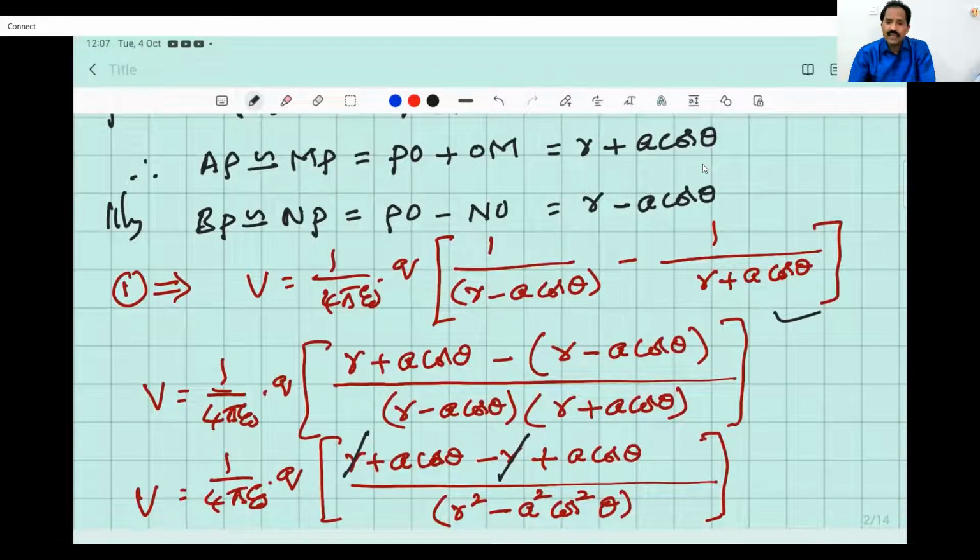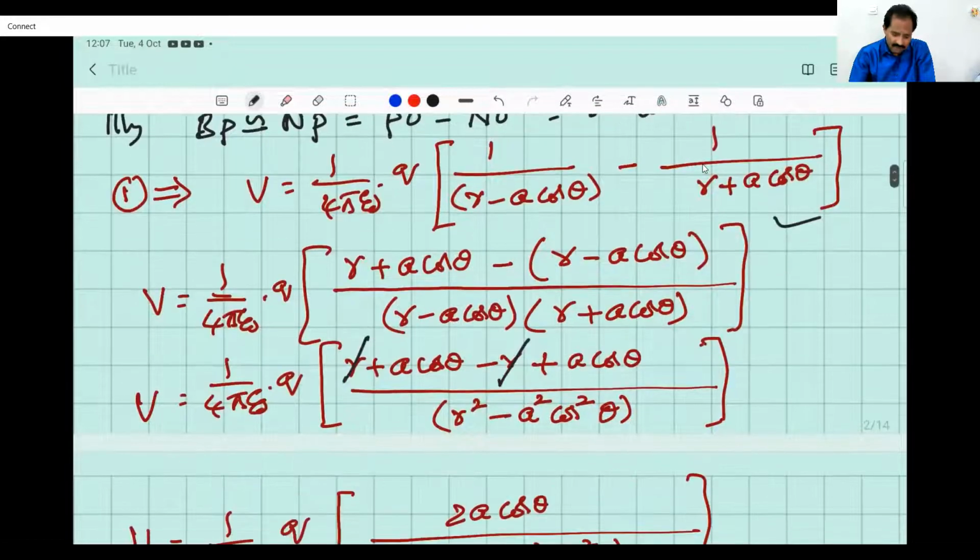So you take the LCM of that: R minus A cos theta into R plus A cos theta. The numerator becomes R plus A cos theta minus of R minus A cos theta. Now simplify: 1 by 4 pi epsilon naught into Q bracket R plus A cos theta minus R, minus minus, plus A cos theta. Now plus R and minus R get cancelled.